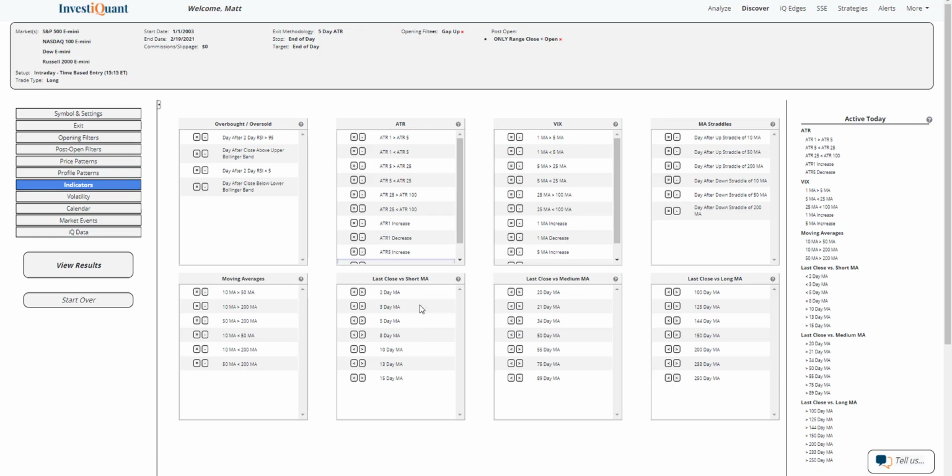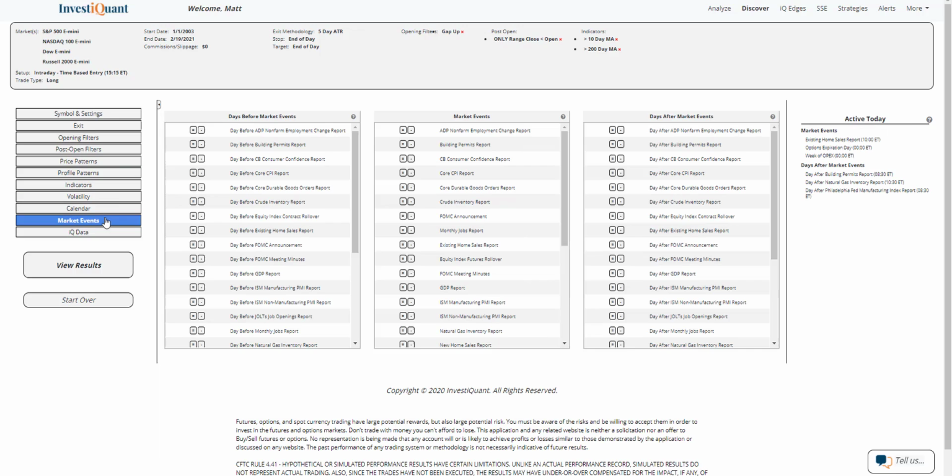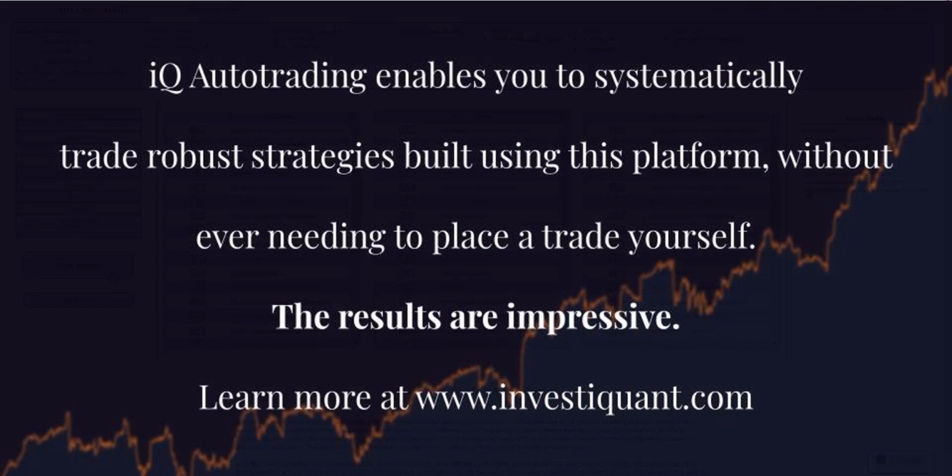So this means we're trading below the open at 3:15. All right, next I'm going to put it into a similar market environment, which is above a 10 and above a 200-day simple moving average. And lastly, I'm going to go into the market events section, click on options expiration day from the active today section, notating that it is options expiration day, and now click view results.